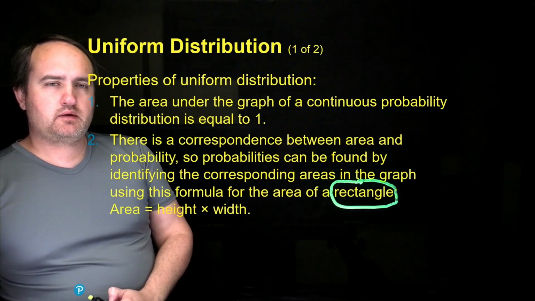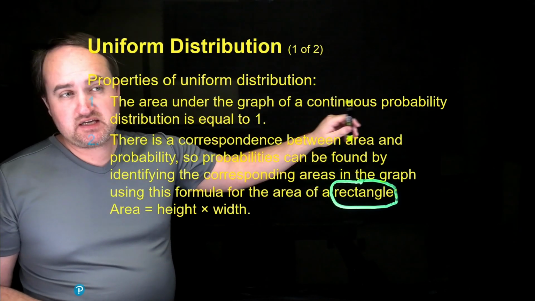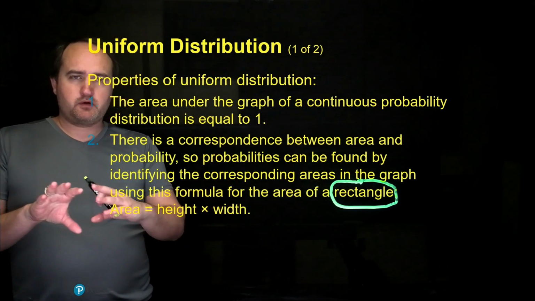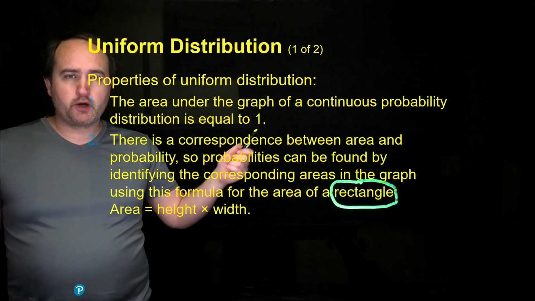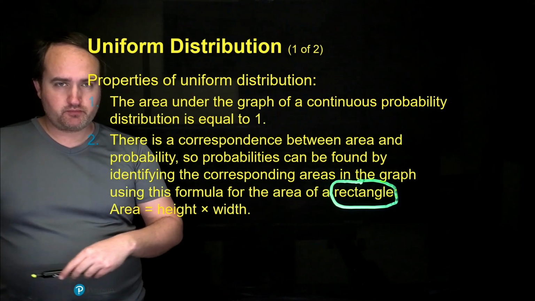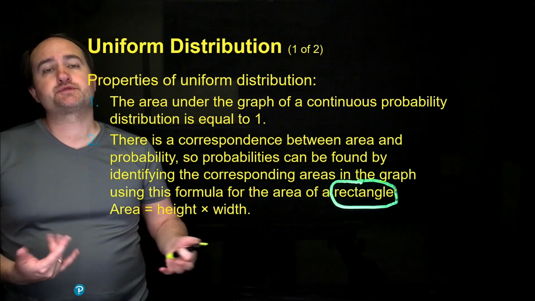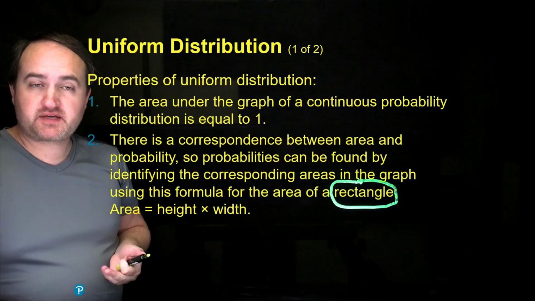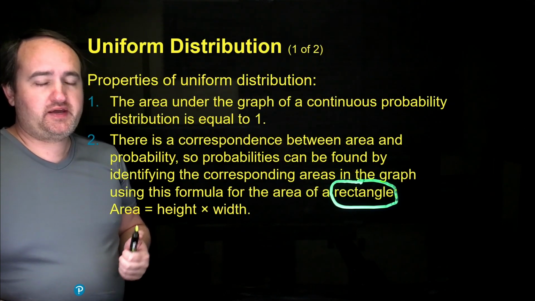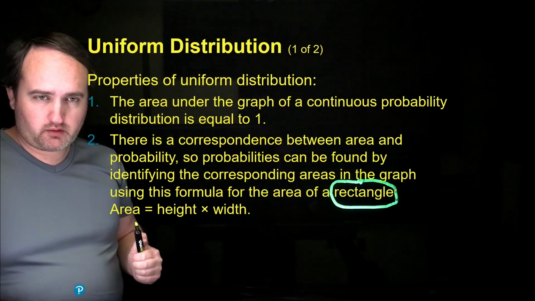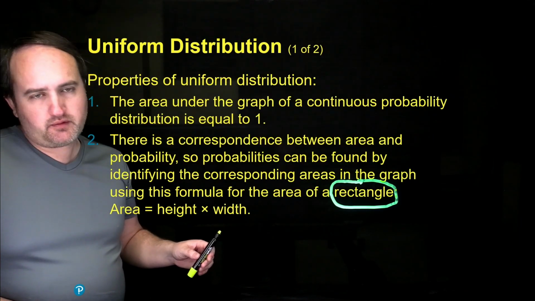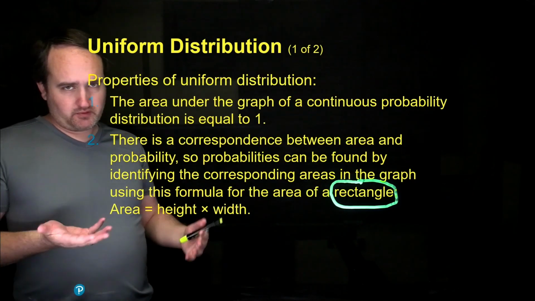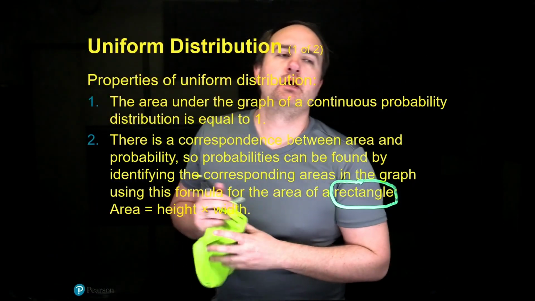Okay, and the area under the graph of any continuous probability distribution is equal to 1. So the total area under a rectangle here is going to be 1. And later on when we do the normal distribution, the total area under the bell curve is also going to be 1. And for the uniform distribution, one nice thing about rectangles is the area of a rectangle, as you hopefully already know, is usually written as length times width. Here they're calling it area equals height times width, but height is just another name for length.